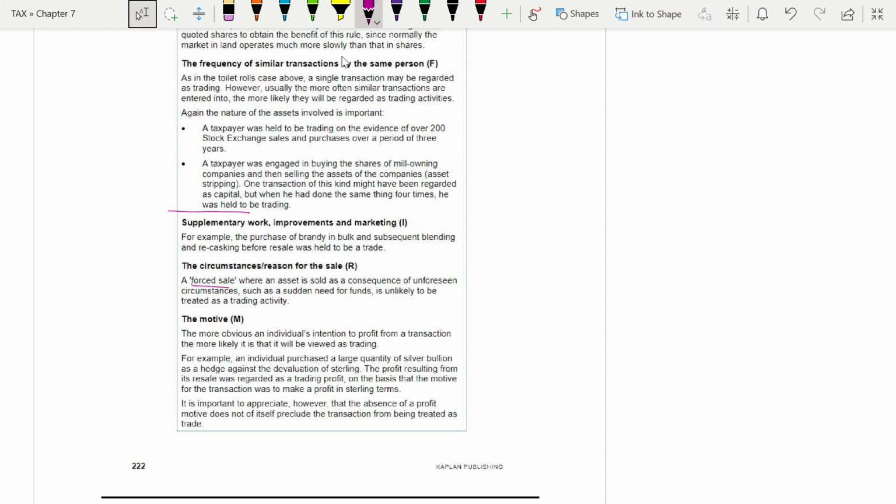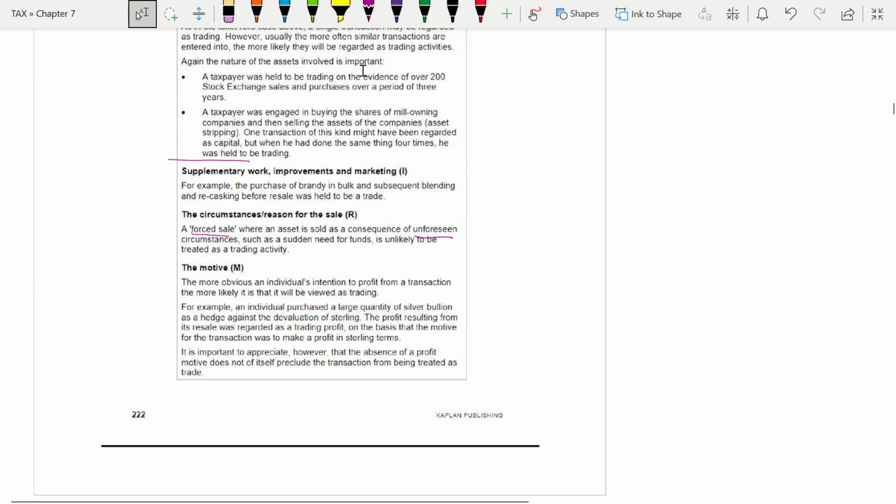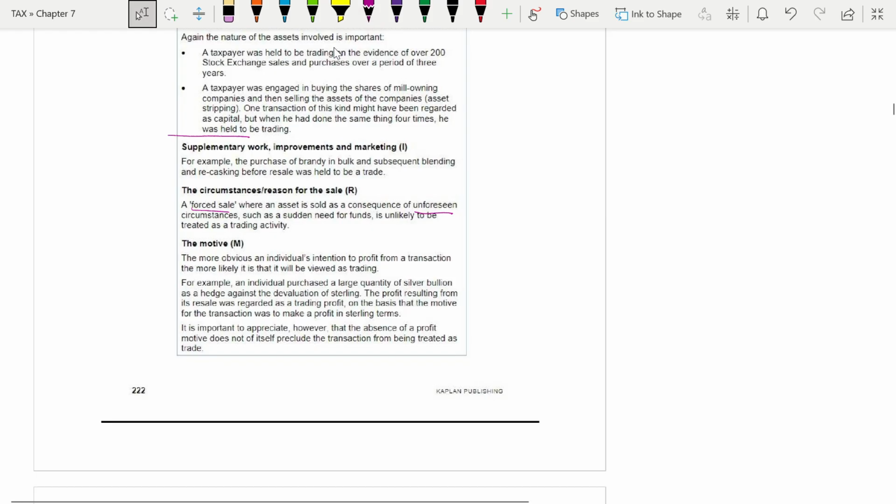A forced sale means an asset is sold due to unforeseen circumstances. See, people are leaving the country. What will they do? They will sell the car. That is not trading as such. That is called a forced sale. The motive, if you are doing the trading, is the intention to make a profit from the transactions.